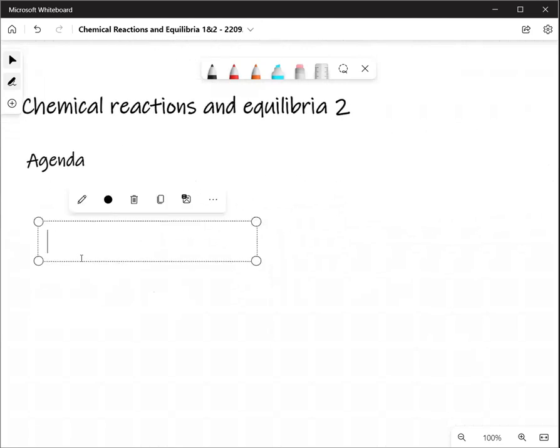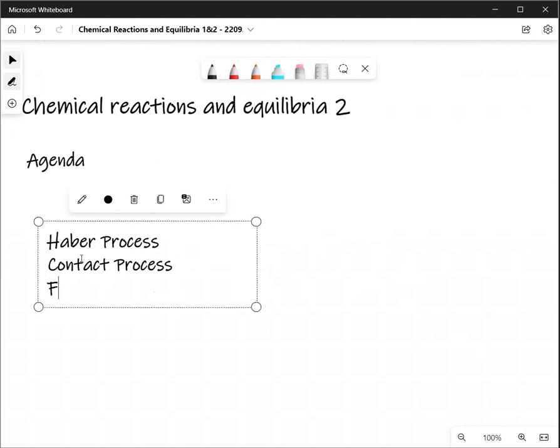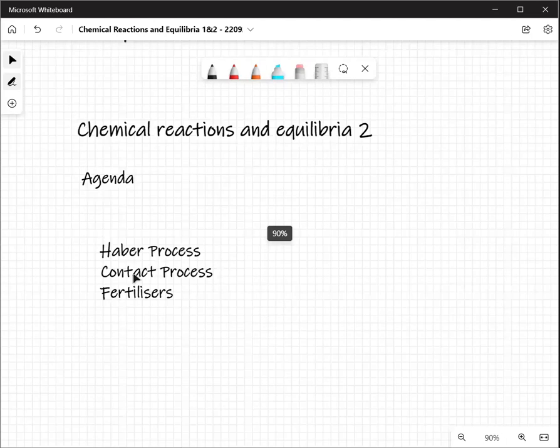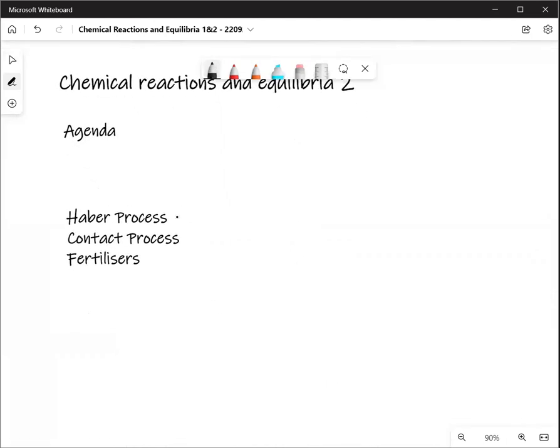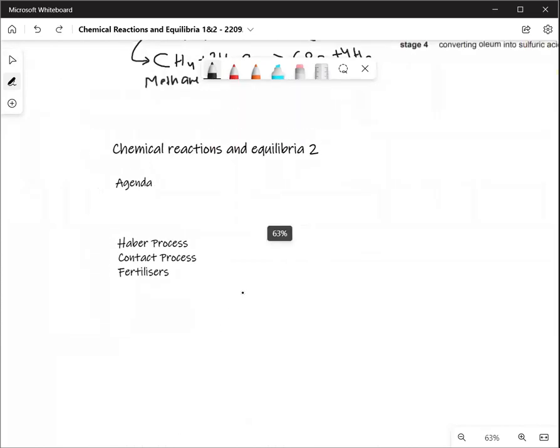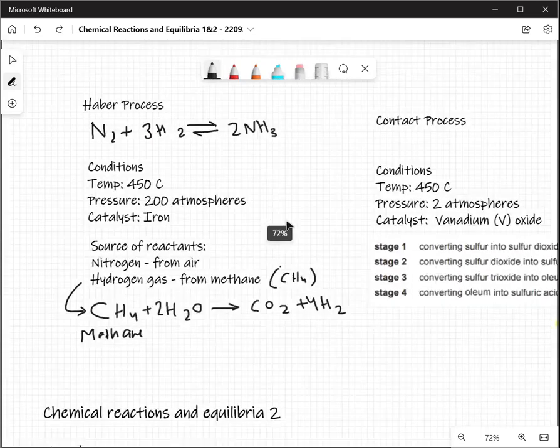to look at the Haber process, contact process, and fertilizers. Fine. Now, the first thing we need to look at is the Haber process. You should see it right here.